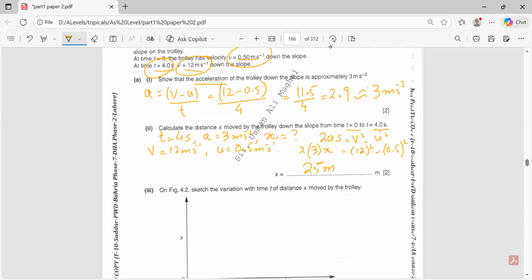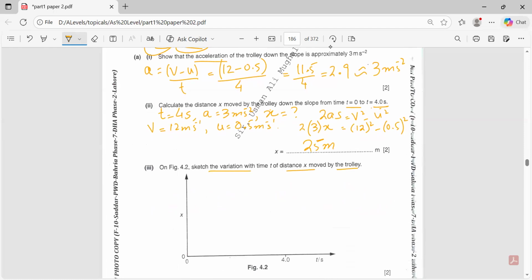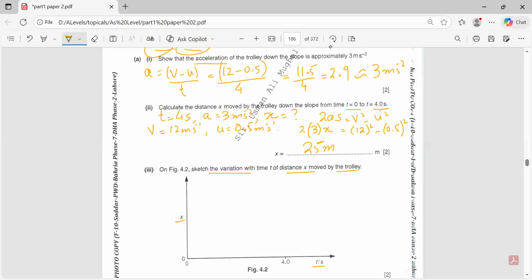Now it says sketch the variation with time t of x as the trolley moves down. We can see that as it is moving down, the speed is increasing. So we have to draw a distance time graph. So how will a distance time graph or displacement time graph be drawn? The distance or displacement time graph will always be drawn in a, sorry.